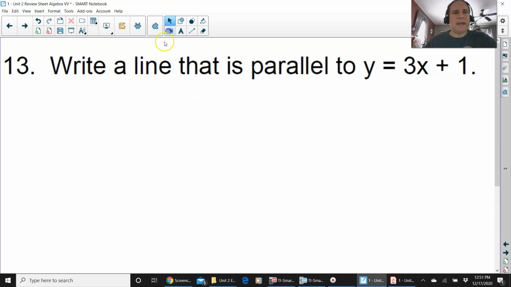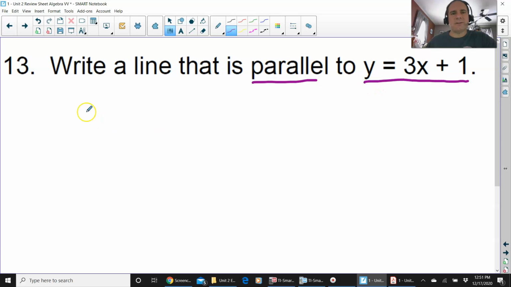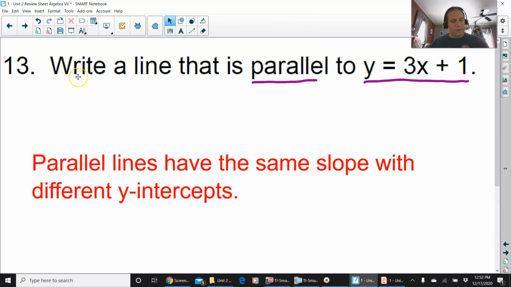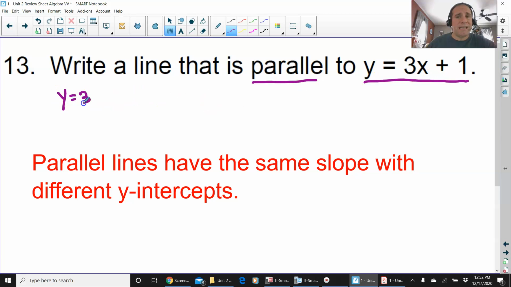Write a line that is parallel to y equals 3x plus 1. You have to know what has to be the same and what has to be different for parallel lines. Parallel lines have the same slope with different y-intercepts. Remember, you have to pick the same slope with a different y-intercept. So if you're writing a line that is parallel to y equals 3x plus 1, you must say the same slope with a different y-intercept.